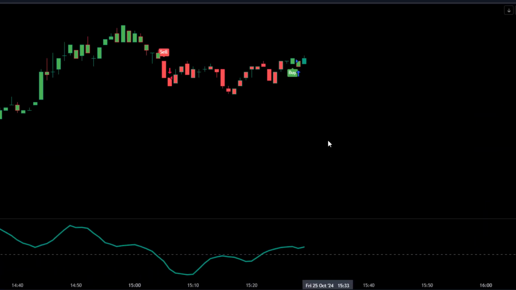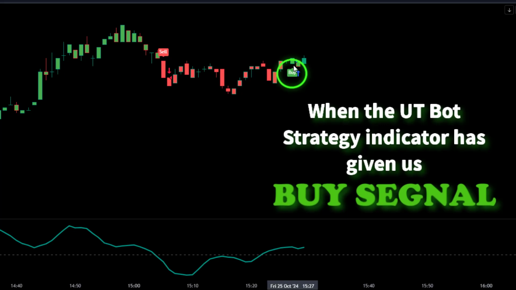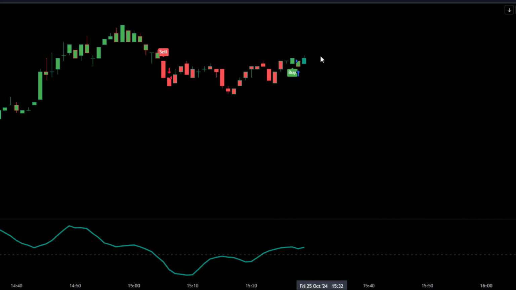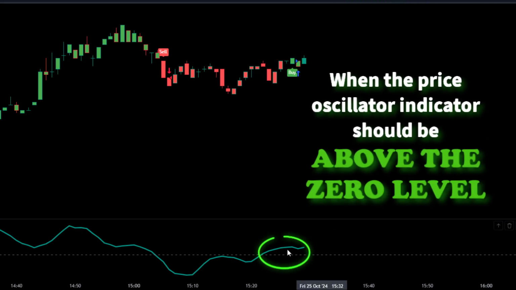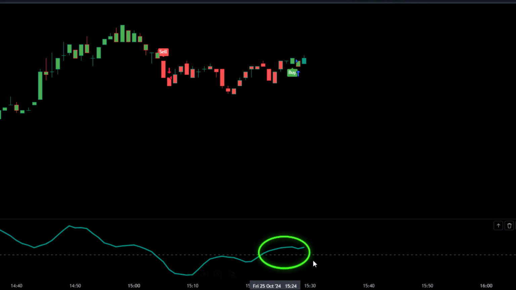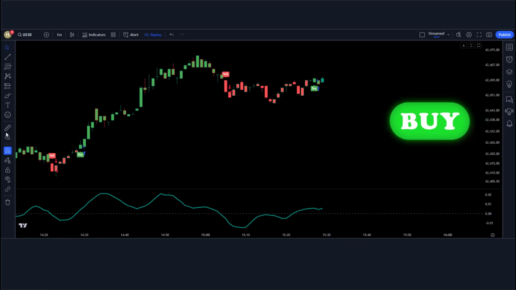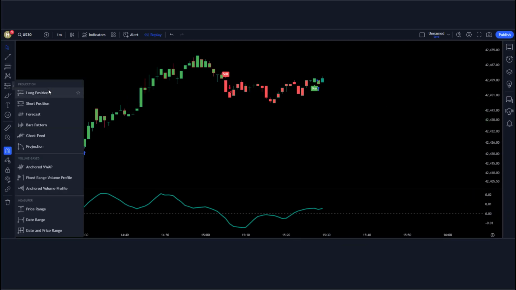Now, let's understand the concept where we will take buy and sell trades based on their conditions. When the UT Bot Strategy indicator has given us buy signals, when the market forms a bullish candle, and when the price oscillator indicator is above the zero level, if this condition is fulfilled, then we will place a buy order.